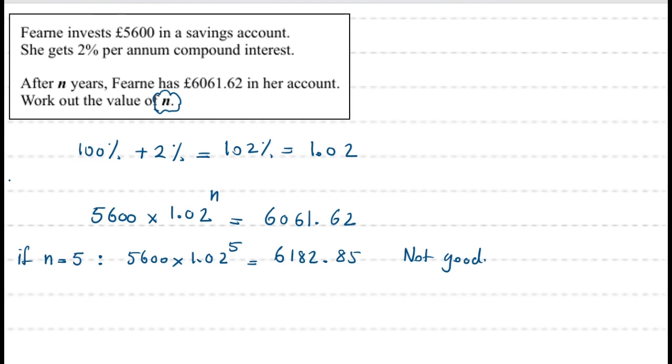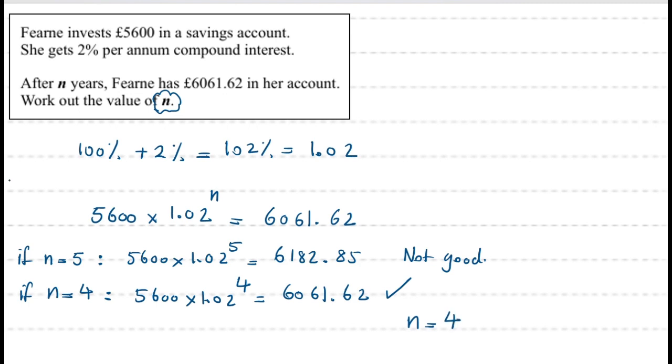So I can see that n equals 5 gives me a larger amount than what I want to get. So I'm going to write n equals 4. If n equals 4, then I write 5,600 times 1.02 raised to power 4, and that, when I type it into my calculator, will give me 6,061.62, and that's exactly what I wanted. So that means that n is 4. And that's the final answer.